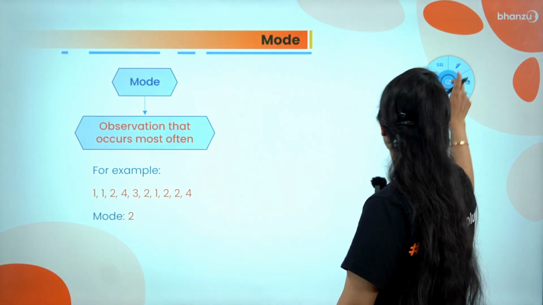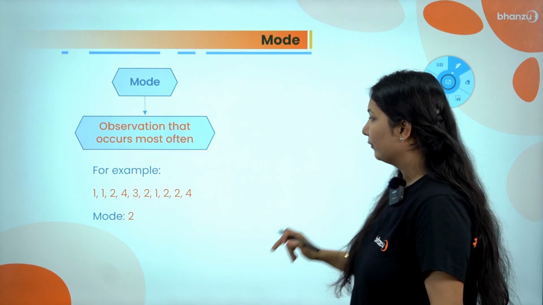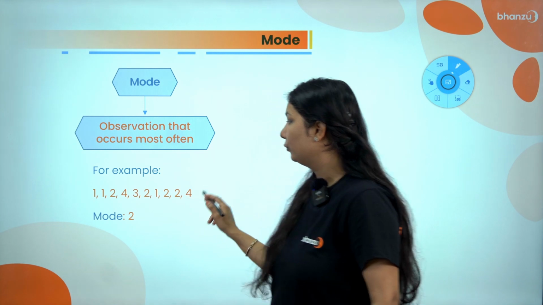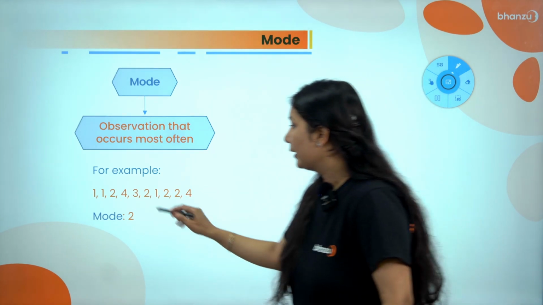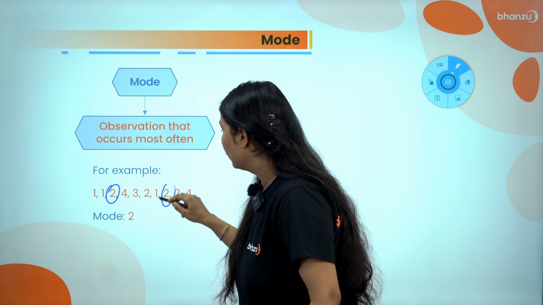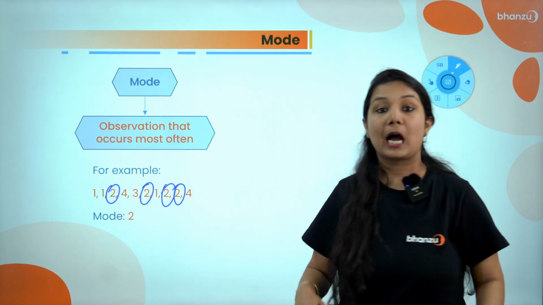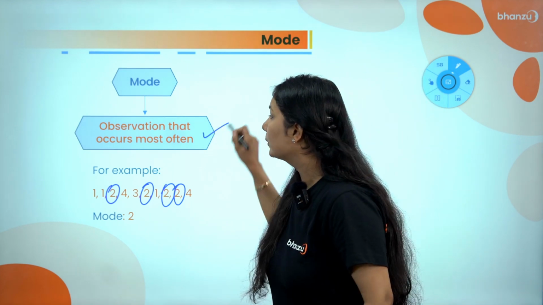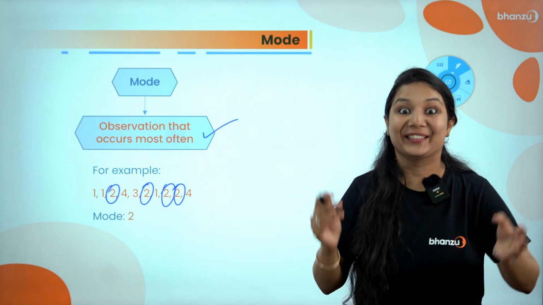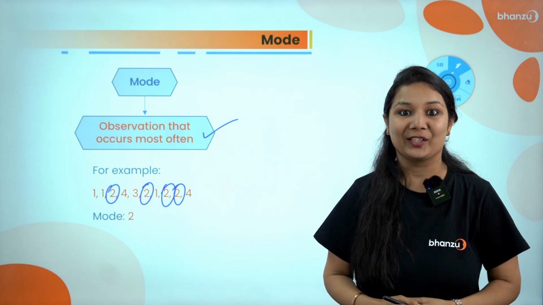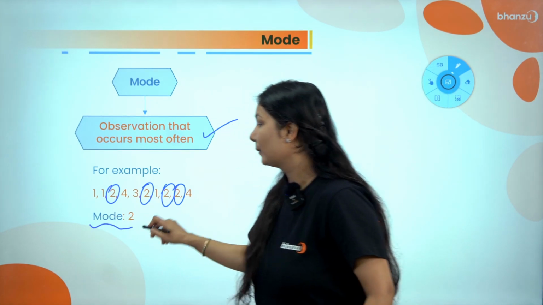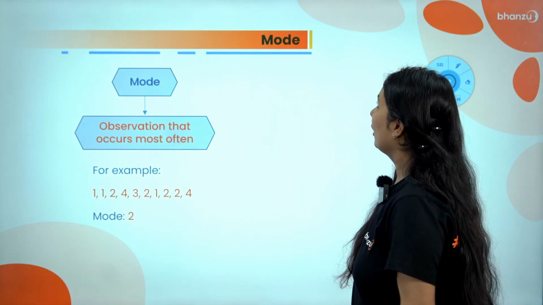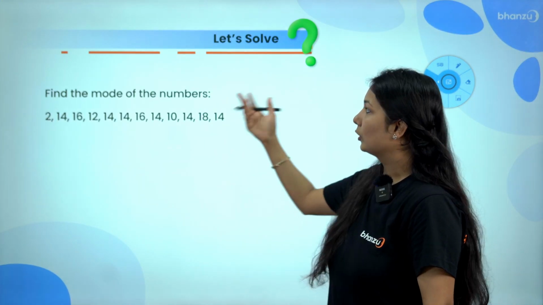So here if you see, in the data given 1, 1, 2, 4, 3, 2, 1, 2, 2, 4, we have these observations. Now, can you see the number 2 is coming out of 10, it's coming 4 times. So it's the observation that occurs the most. Therefore, our mode for this particular data is 2. Isn't that easy?